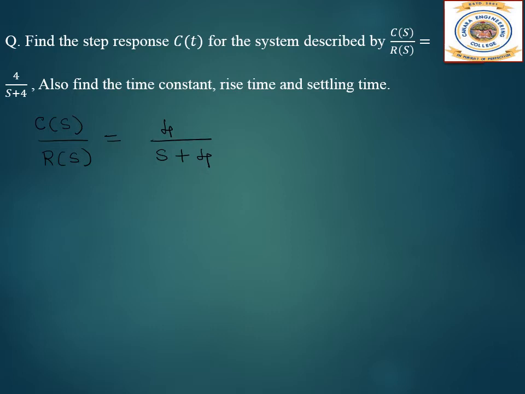So whatever derivation we had done for rise time and settling time, that we had done for second order. So that we cannot apply over here. So we have to do this from the basics. How do we start? We have to apply the Laplace inverse and find C of t. That will be the step response. So what is R of S? It is a step input. Therefore, R of S is equal to 1 by S.